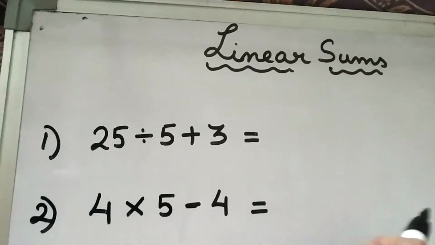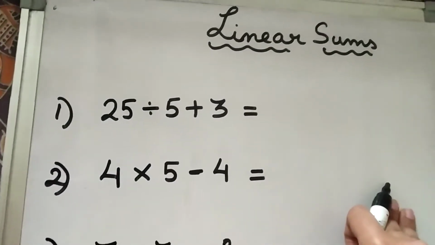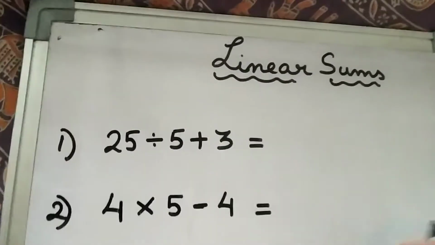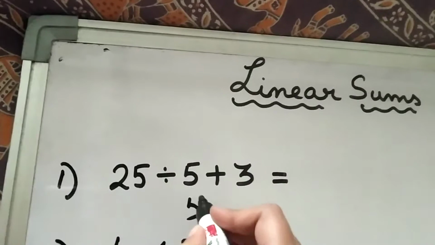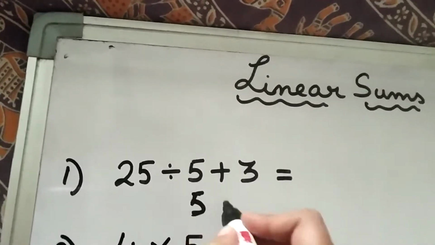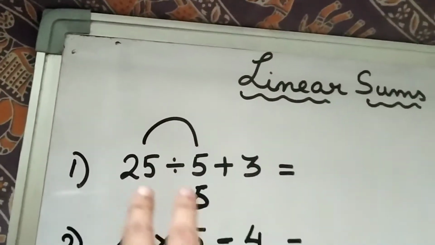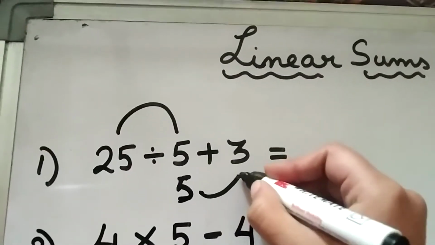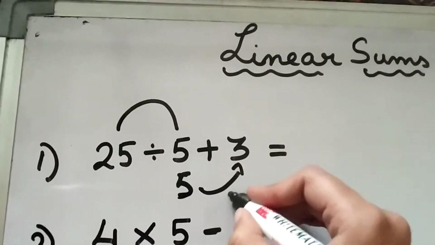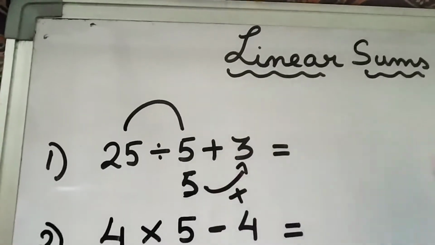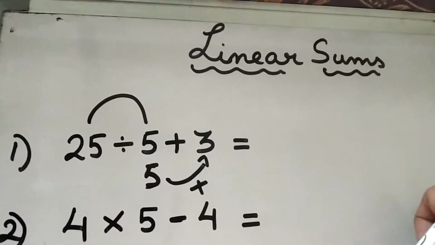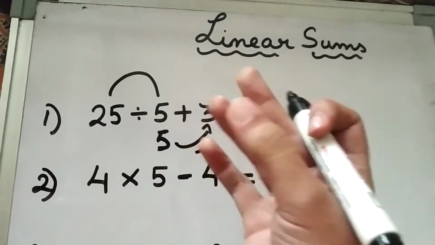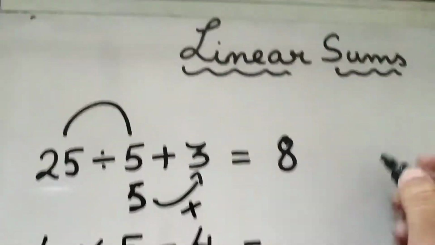25 divided by 5. You all know that in the table of 5, 5 fives are 25. 25 divided by 5 is how much? 5. So you are going to write down the answer between. We are going to solve the first two parts, write the answer at the bottom, and then use this answer to solve the last part. As you can see, the symbol is plus. So what are we going to do? 5 plus 3: 5, 6, 7, 8. So your answer over here will be 8.